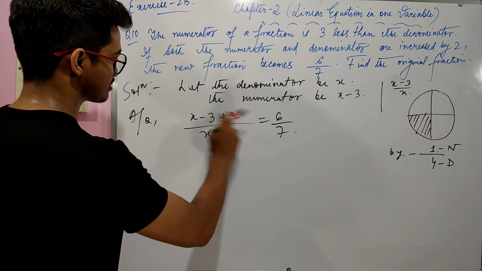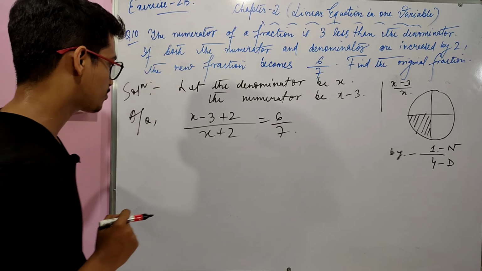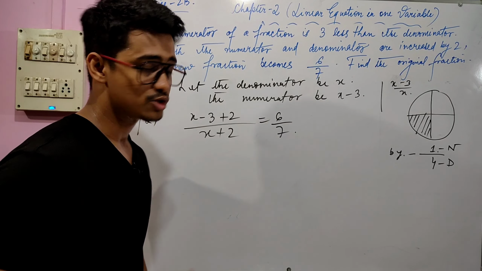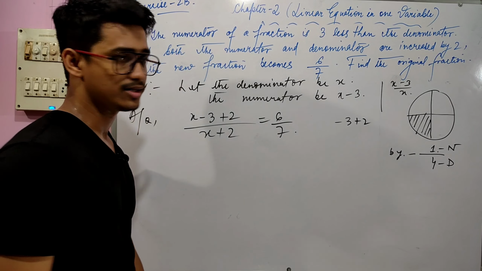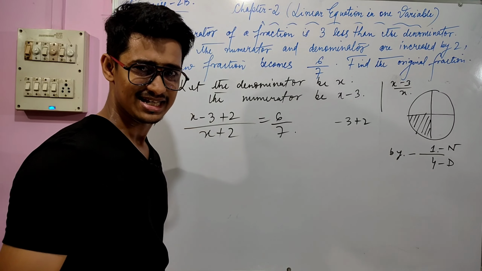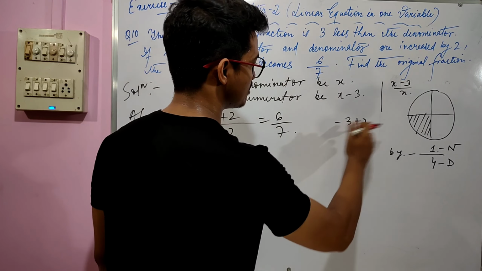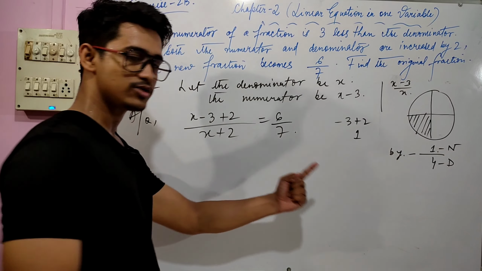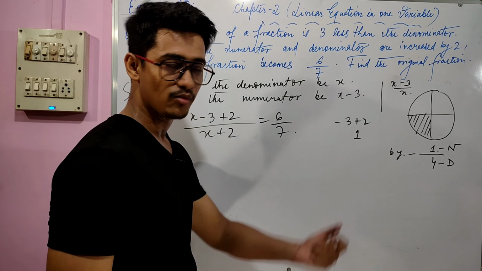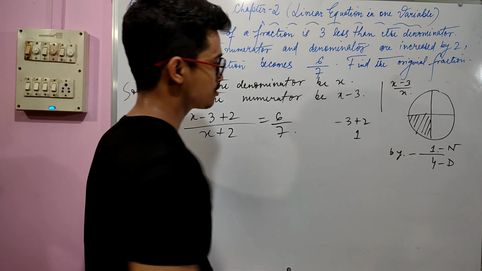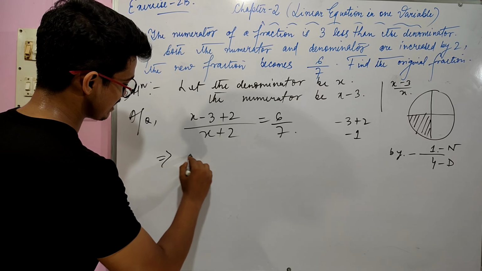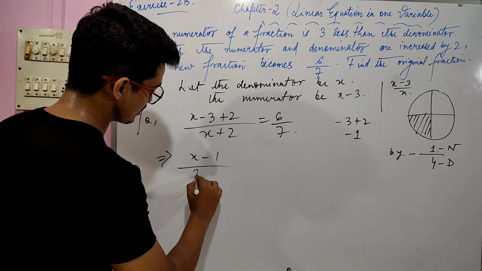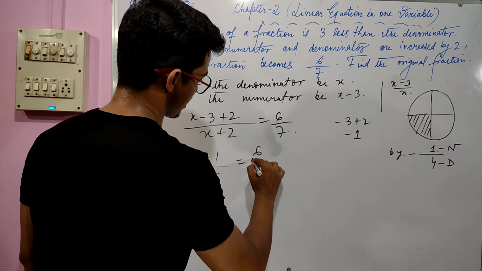So first of all, let's calculate the numerator part, x minus 3 plus 2. So minus 3 plus 2 is what? Different sign means minus. So 3 minus 2 is 1. Now see, what is the bigger number? That is 3. And what is the sign before 3? That is minus. So the answer will be minus. So here the numerator will be x minus 1. And then the denominator will remain the same, 6 by 7.